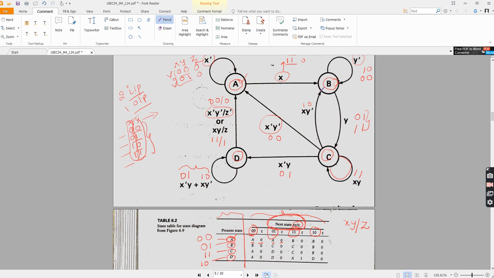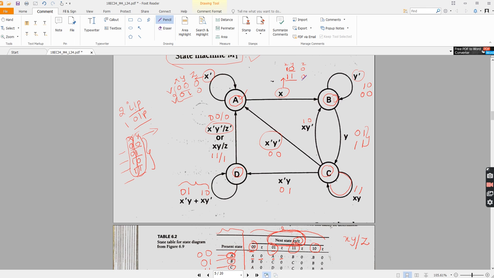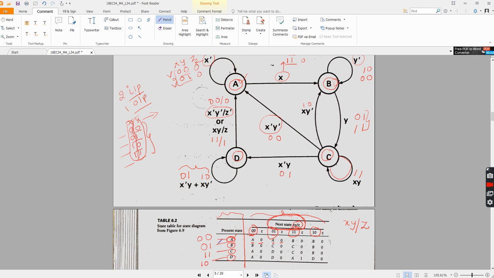Next, for what condition am I going to state B? For 2 conditions I am going to state B, that is 1 0 and 1 1. So for 1 0 and 1 1, I have written the next state as B and output is 0. Understandable? Yes, sir. Okay, fine.